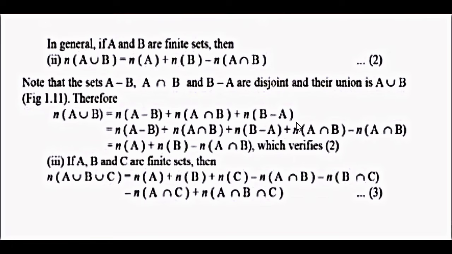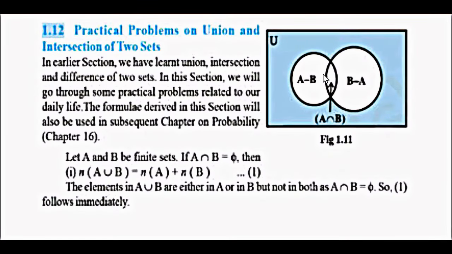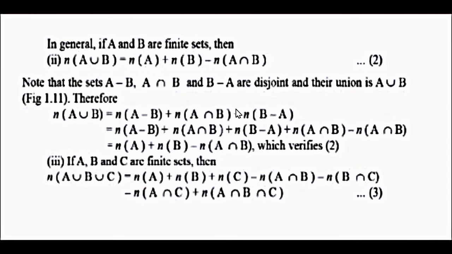Now let us give you an idea how this actually came up. Before that, let me remind you that A minus B, A intersection B, and B minus A are disjoint, as we just saw in the Venn diagram. So n(A union B) is nothing but these three additions, meaning this part, this intersection part, and this part. So we add them.